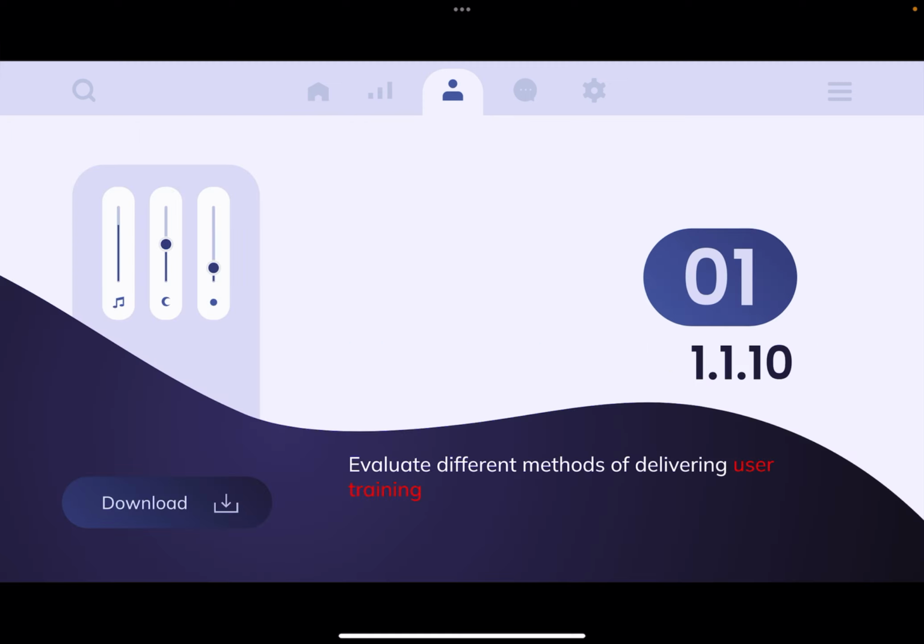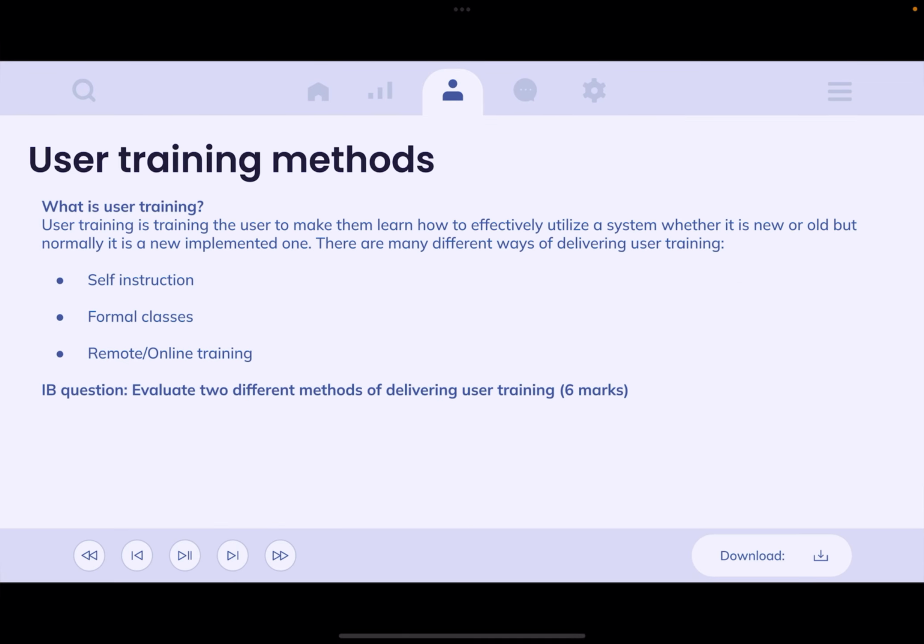Evaluate different methods of delivering user training. What is user training? User training is training the user to make them learn how to effectively utilize a system, whether it is a new one or an old one, but normally it is a newly implemented one. There are many different ways of delivering user training.